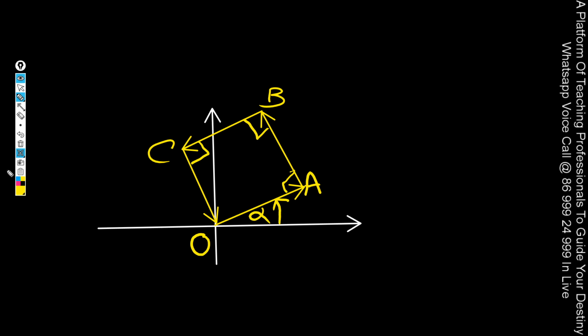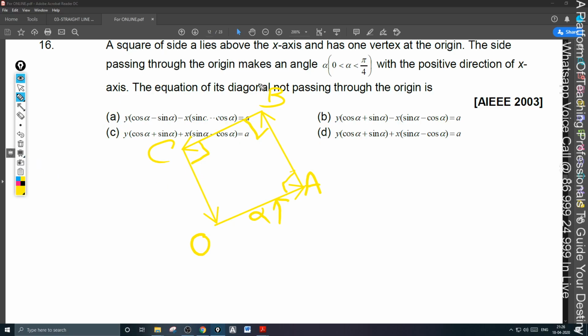Now after this, I'll show you the question. Please see this. A square of side A, length is A, lies above the x-axis and has one vertex at the origin. The side passing through the origin makes an angle alpha, lying between 0 and pi by 4, with the positive direction of x-axis. The equation of the diagonal not passing through the origin is needed. If it is better, take a notebook and pen, those who have not taken, then you can work it out on your own.